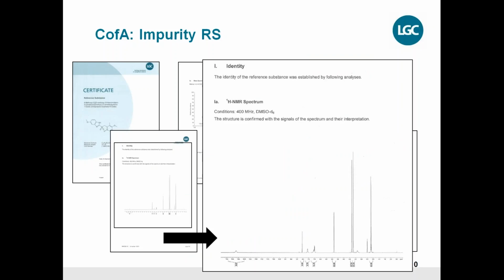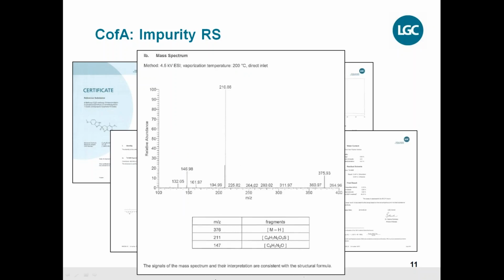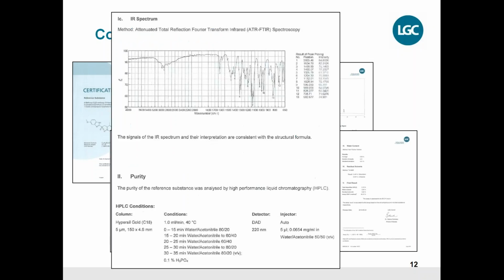We have then the identity section on the certificate, starting with the HNMR spectrum. You see it displayed there, and you'll always find a sentence like this one here: the structure is confirmed for each identity technique, with the signals of the spectrum and their interpretation. With that, we formally confirm the structure with the help of that technique. The next page shows the mass spectrum. You see the formal confirmation of the structure down here once again. And the last identity technique that is normally displayed on the certificate is the infrared spectroscopy, again formally confirming the structural formula.